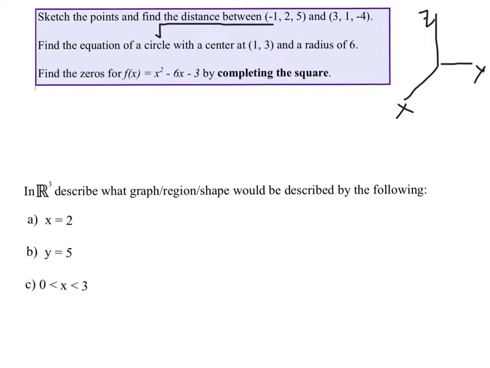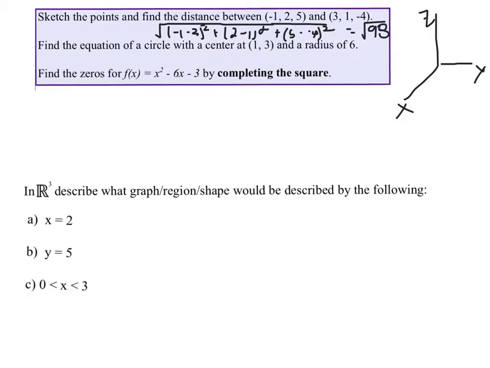And the distance between them, remember, we simply use an extended Pythagorean theorem where we do the difference between the x's, so -1 minus 3, so -4 squared, plus the difference between the y's, so 2 minus 1 squared, and the difference between the z's squared. So we end up with 4 squared plus 1 squared plus 9 squared. It is the square root of 98.